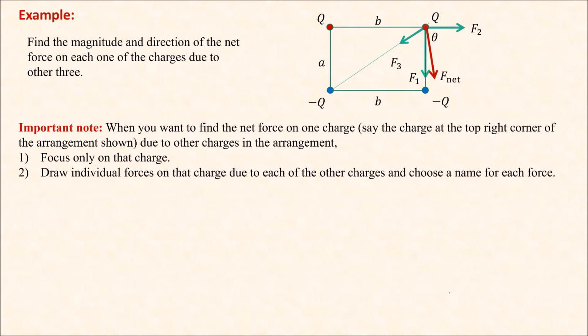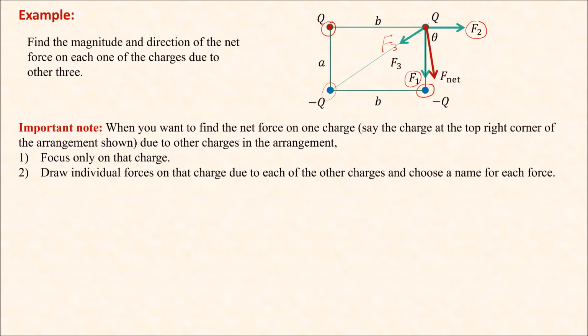Then draw individual forces on that charge due to each of the other charges and choose a name for each force. For example, this one applies this force, I call it F1. This one applies this force F2, and this charge applies this force F3. All right, so there are three forces from each one, directly away or directly toward, depending on whether they are the same sign charges or opposite sign charges.